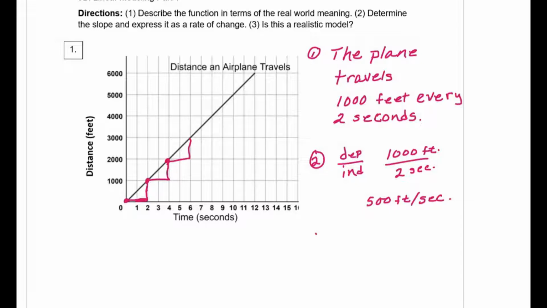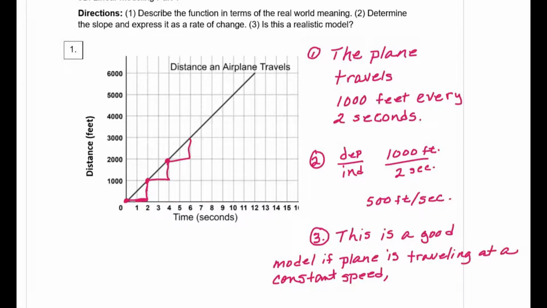And the third question here is, is this a realistic model? Well, there are 2 things that are going to make this a realistic model. First, my airplane needs to be traveling at a constant speed. We don't want this to be when the airplane is taxiing down the runway and picking up speed, but it's a good model if the plane is in flight and at a constant speed. So that's the first thing: the plane needs to be at a constant speed.